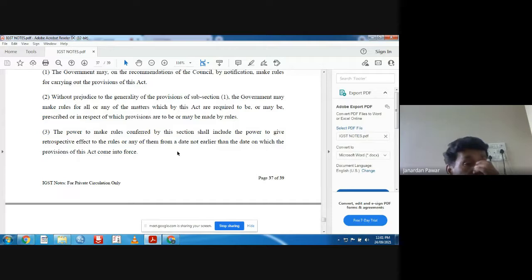Moving on to the next provision, the power to make rules conferred by this section shall include the power to give retrospective, means backdated, effect to the rules or any of them from a date not earlier than the date on which the provisions of this act come into force.